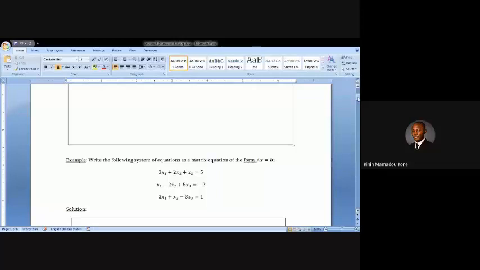Write the following system of equations as a matrix equation of the form AX is equal to B. So we want to turn this system into a matrix equation of this form. So let's try to do this one.